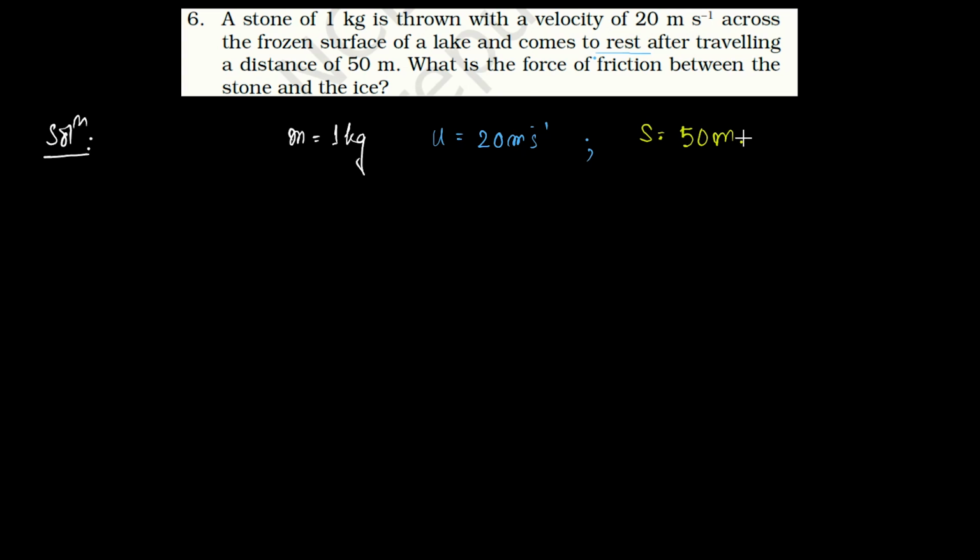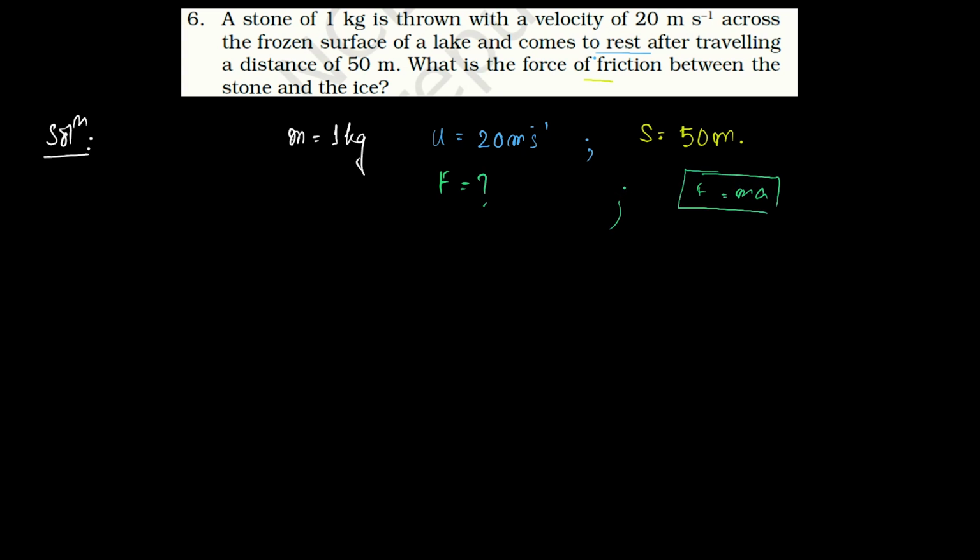Now, what do we have to calculate? We have to calculate the friction between the stone and ice. So to calculate the friction, we need to find out what? Friction is nothing but a force. So we have to calculate the force. We know that force has the relation F equal to ma. Right or wrong? This is the relation.